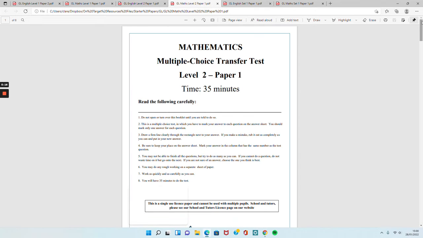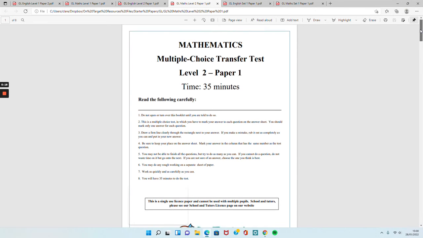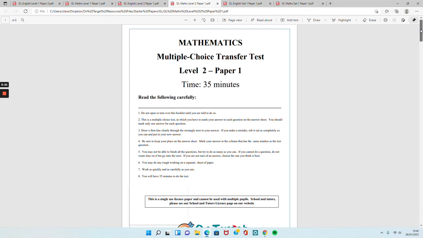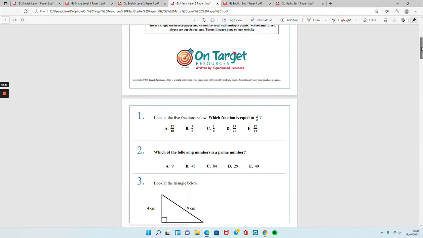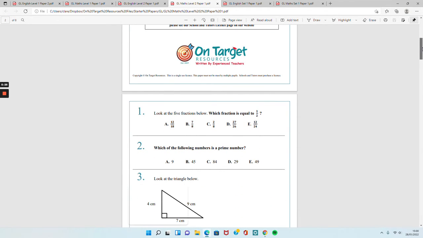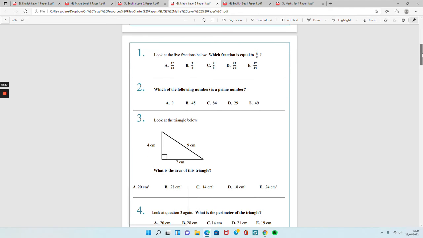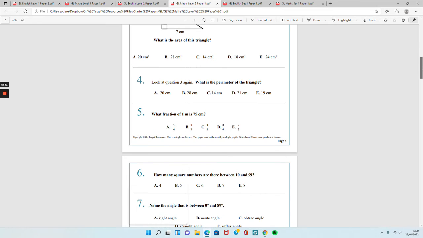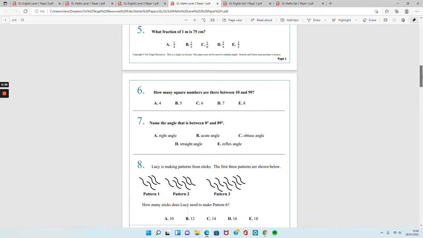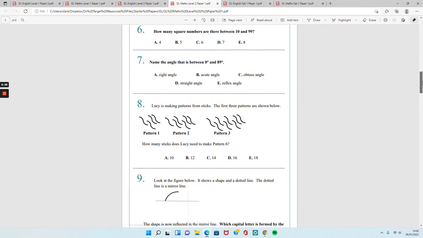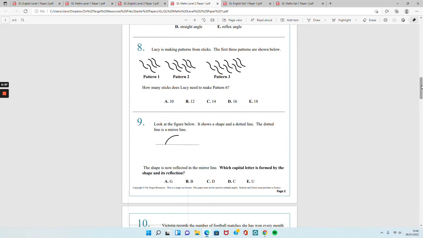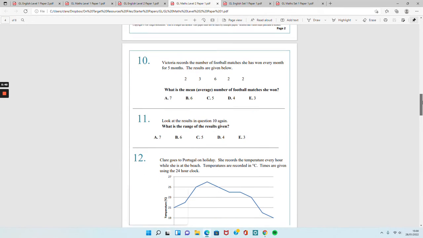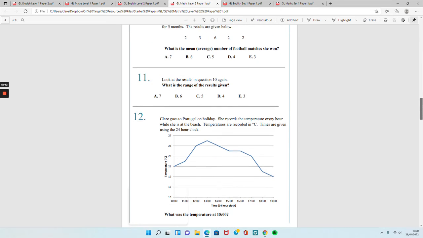For level 2 maths, we have a 35-minute paper and there are 30 questions. So straight into it. So we're just building on what we have in level 1. We're adding in things like prime numbers, area of a triangle, perimeter of a triangle, more complex fraction questions, pictorial patterns, reflections. We've got mean averages in there as well.